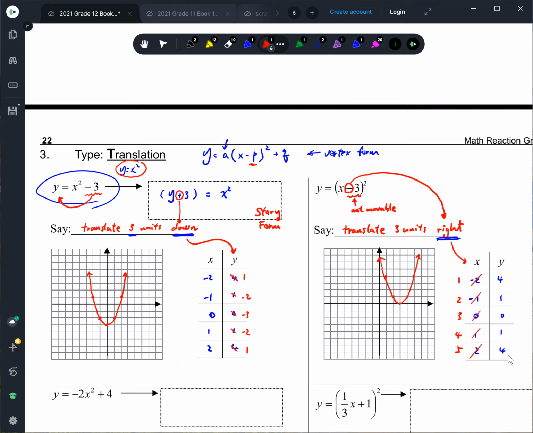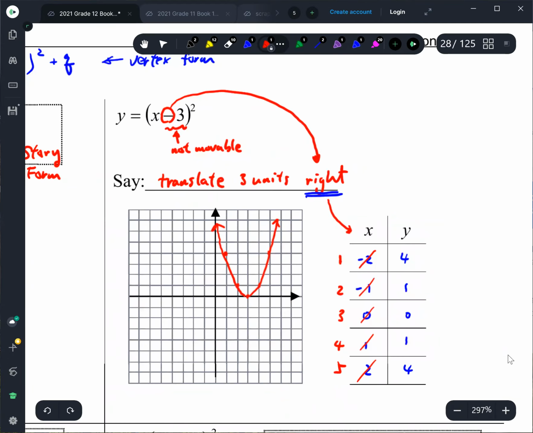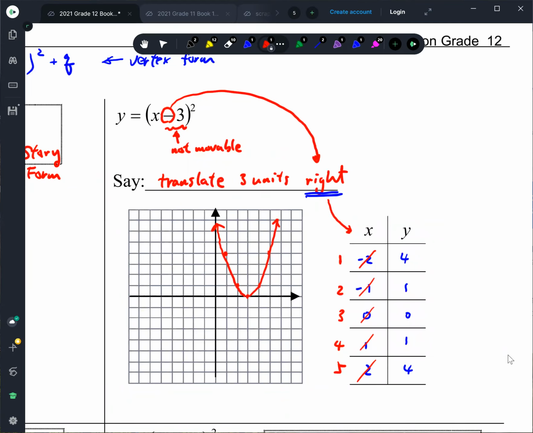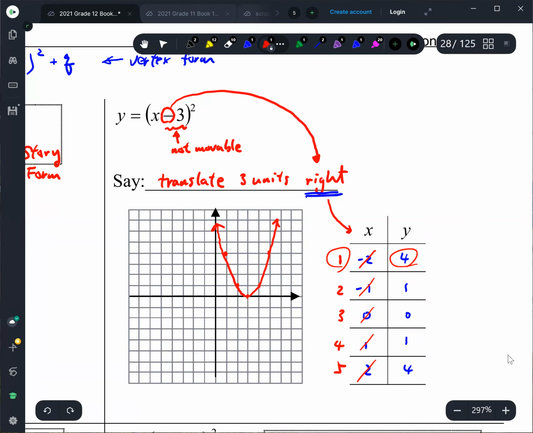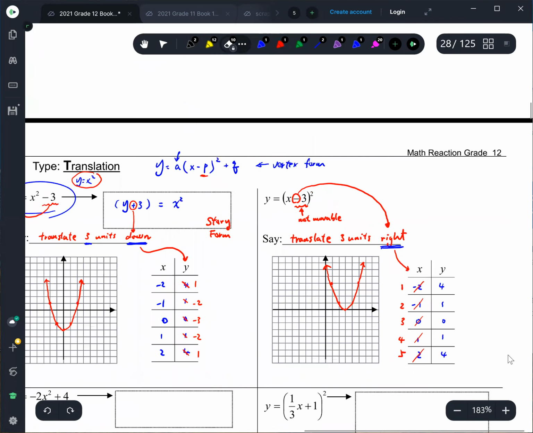And you want to double check, right? If you really want to double check if the points make sense, you can plug in the 1, right, into our equation, right? 1 minus 3 is -2. Square, you get 4, right? It matches. You can try each point, right? Each point should work in the equation, okay? Any question here?